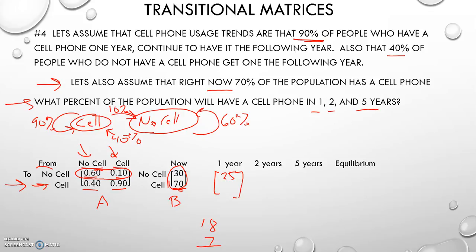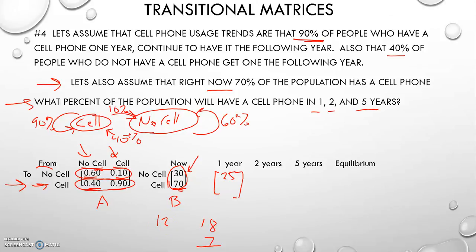Similarly, we can do the same thing if we want to figure out how many people will have a cell phone the following year. We're going to multiply this row times the column here. There's 30 people right now who don't have a cell phone. Well, 40% of those people are going to move and get a cell phone next year. 40% of 30 is 12 people.